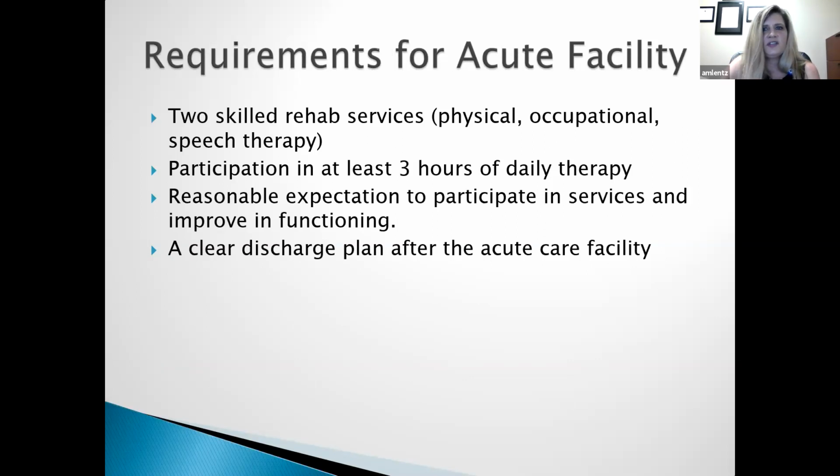Two skilled rehab services are physical and occupational and speech therapy. This is more intense therapy, so this is how we determine if you go to acute rehab versus a SNF. Acute rehab, you have 3 hours of daily therapy. So if we think you cannot tolerate 3 hours of daily therapy, then skilled nursing facility is the better choice for you. And then there is a reasonable expectation that you must participate in the services to improve function. And then you also have to have a clear discharge plan after that to acute facility. And that's arranging home health of your choice.